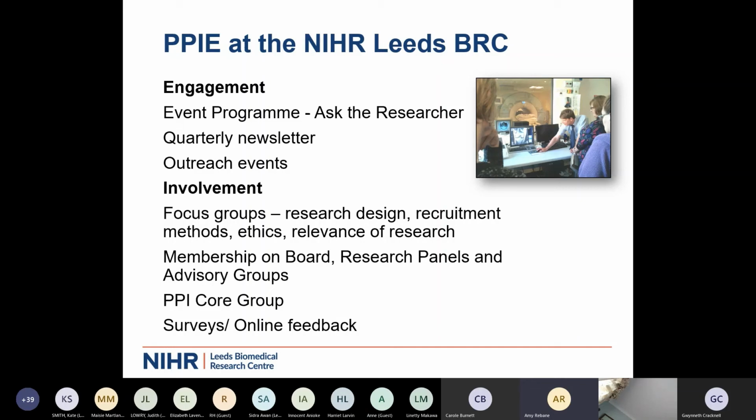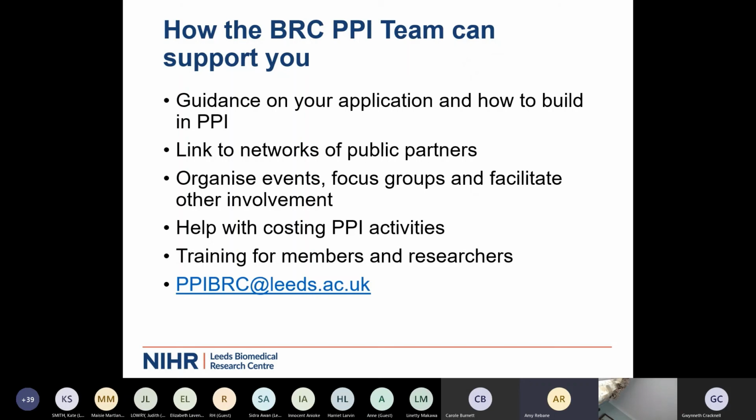And you've got your research panels as well, where I think Gwyn's already mentioned that you'd usually have 2 PPI members who sit on your research panel or your steering committee, who are part of that team that has oversight of the research. We have a core group made up of 10 members, some of them have been with us since the very beginning of the Biomedical Research Centre, and they give us guidance in terms of the strategic direction of our PPI and make sure that it aligns with the strategic direction of the Biomedical Research Centre. And we also gather feedback through surveys or other online methods, usually around patient information sheets and plain English summaries.